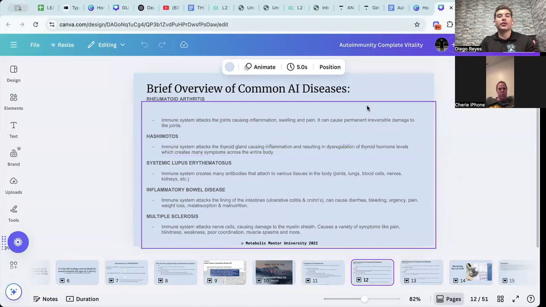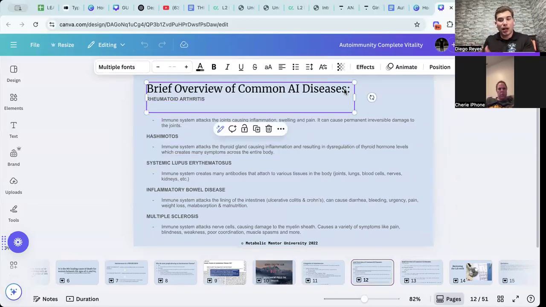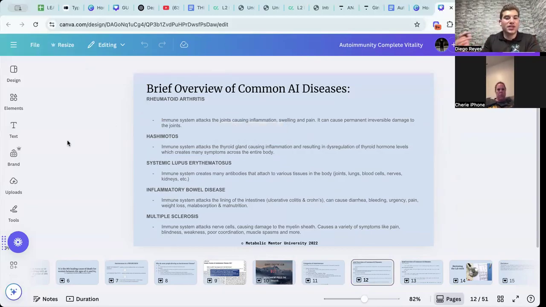So if we take a brief overview of common autoimmunity, these are common, not all of them. Rheumatoid arthritis: the immune system mistakenly attacks the joints, causing inflammation, swelling, and joint pain. It can cause permanent, irreversible damage to the joints if not fixed right away. Hashimoto's, which I'm very good at helping people resolve, is when your immune system attacks your thyroid gland, causing inflammation and dysregulation of thyroid hormone levels that can put you in hypothyroid or hyperthyroid. Hyperthyroid can come from Graves' disease as well, which is not mentioned in this document.